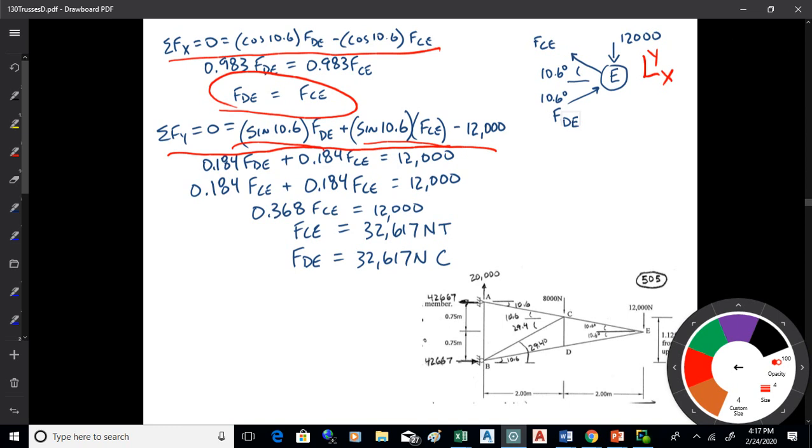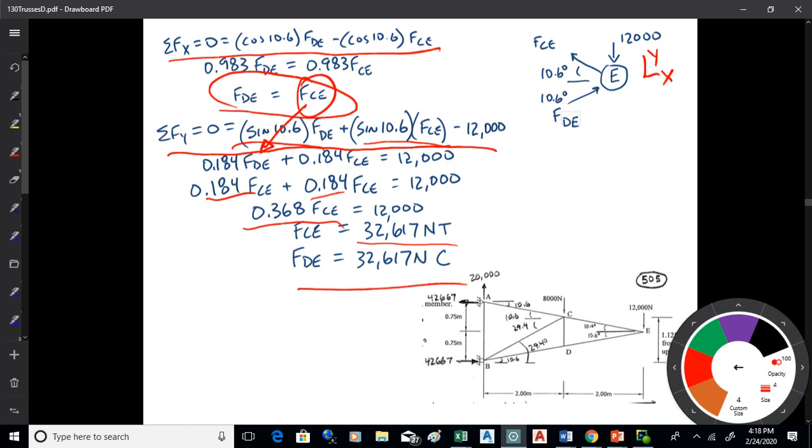So I just went through a simultaneous equation solution there. If you have a solver on your calculator, you can just plug them in on the homework. You could put them into a matrix too if you wanted, okay? So I get FDE is equal to FCE, and then I can work through my sum of Fy equation. Sine of 10.6 FDE plus sine 10.6 FCE minus 12,000 is 0. Then I can plug in FCE for FDE. So I'll get 0.184 FDE plus 0.184 FCE is 12,000, but FCE and FDE are the same, so that's 0.184 FCE plus 0.184 FCE is 12,000. Sum these two together and get 0.368 FCE. So FCE comes out to be 32,617, as does FDE because they're equal. Okay, so that's one way to go through it. Two equations with two unknowns.